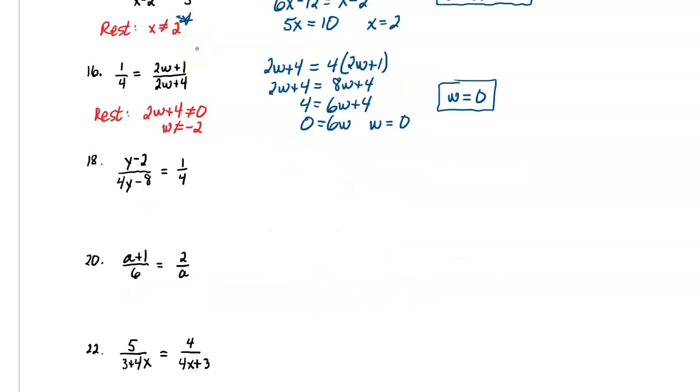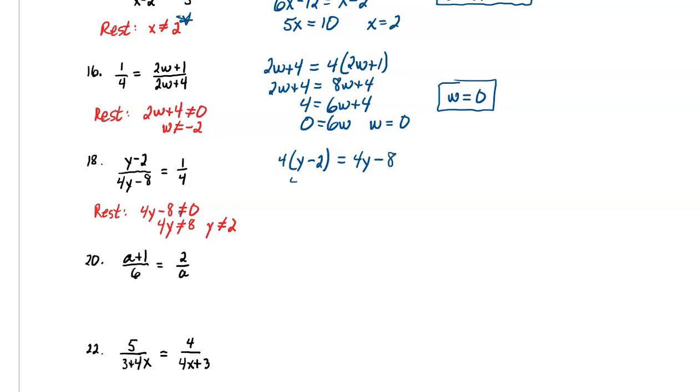Number 18, there's a variable in the bottom, so there is a restricted value. 4y take away 8 cannot be equal to 0. So 4y cannot be equal to 8, so y cannot be equal to 2. Based on the format of the equation, it's a proportion. Cross multiplication works. 4 times y minus 2 is equal to the other diagonal, which is 1 times 4y minus 8, or just 4y minus 8.